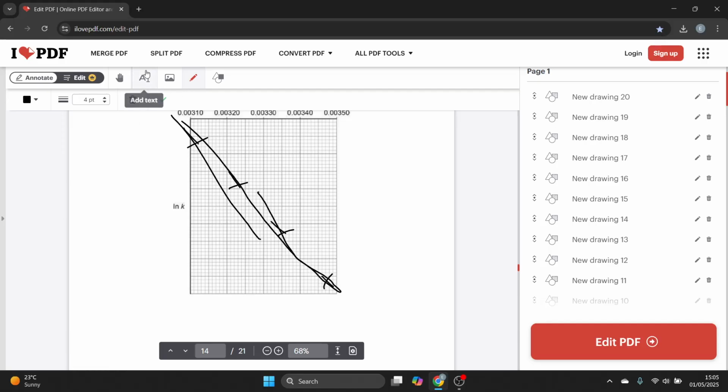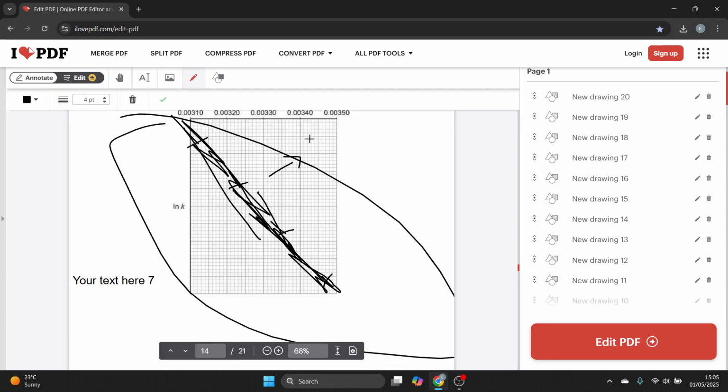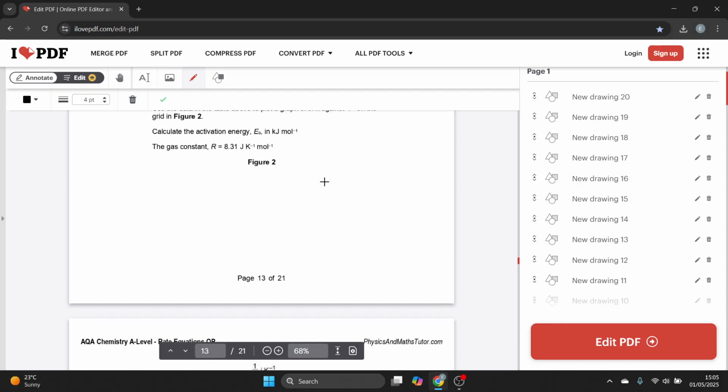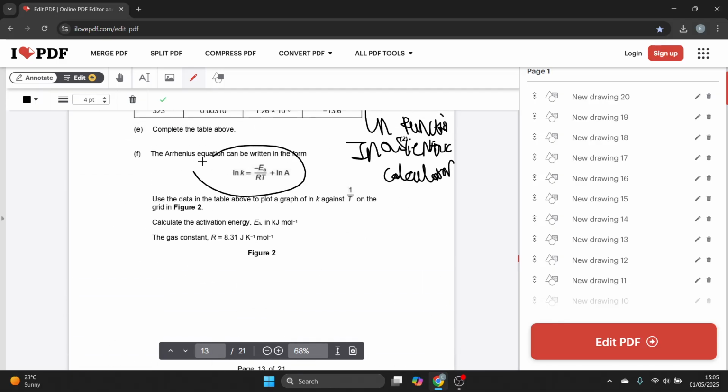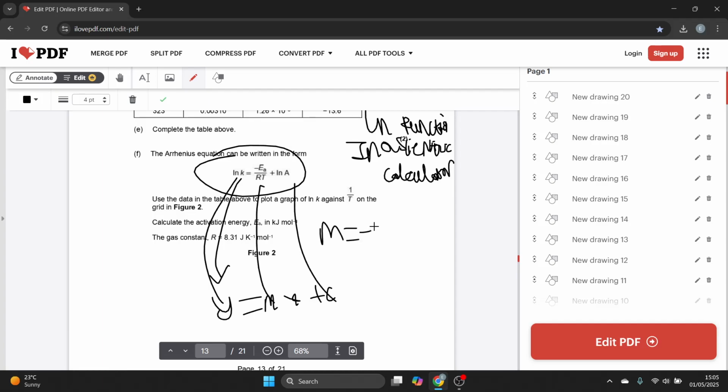You know, the plotting of the graph isn't the main thing that it's assessing. Obviously, that's a skill as well. But once you plot the graph, it's then knowing that it's a straight line, and therefore that straight line represents y equals mx plus c. And therefore, if you compare it to y equals mx plus c, you know y is ln k, c is ln A, m is minus Ea over R. So m equals minus Ea over R.